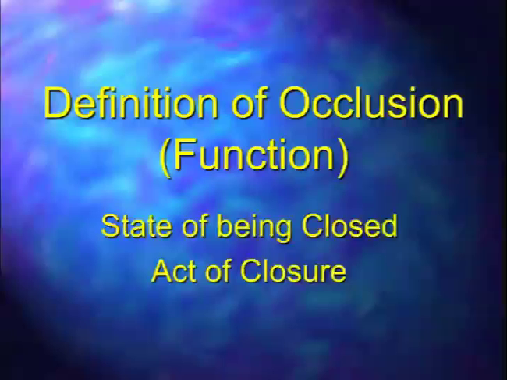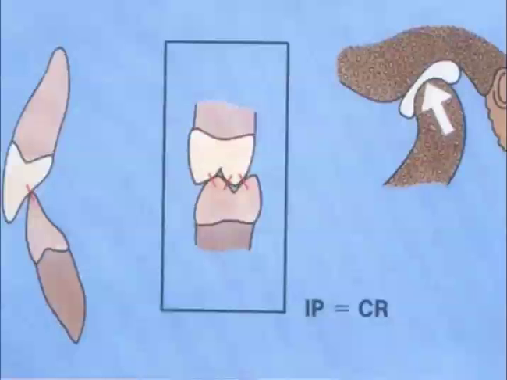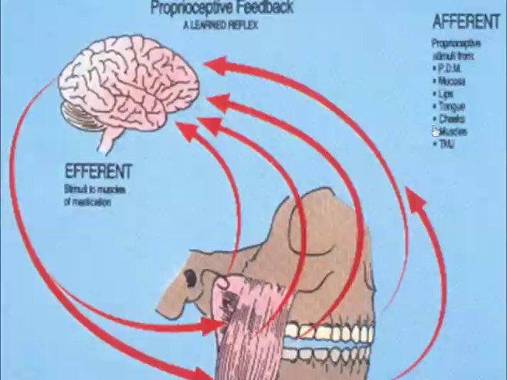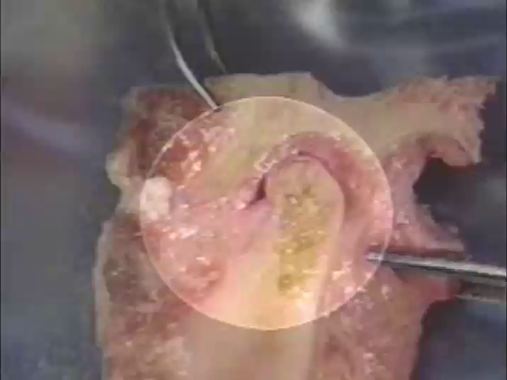It's the state of being closed or the act of closure. Now, most dentists agree that they should have equal simultaneous bilateral contacts of the teeth, but they may or may not look at what's going on here at the joint. The act of closure is a much more dynamic movement where you have afferent stimuli from the periodontal membrane, mucosa, lips, tongue, cheeks, muscles, and TMJ that send signals to the central nervous system, which then sends efferent stimuli to the muscles of mastication.